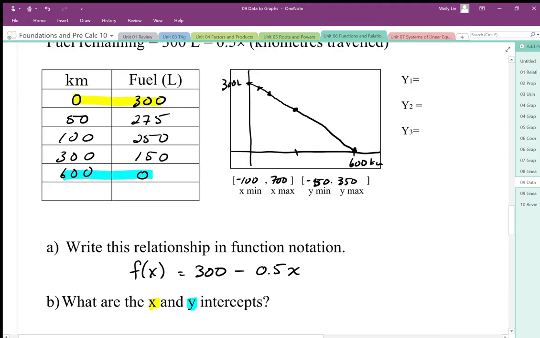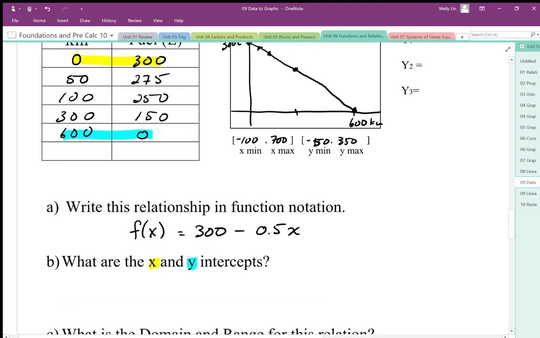Okay. So again, this is not a work of art here. We're just getting a general idea of what we're graphing. I also am indicating the domain and range here because I'm stopping the graph at 0 and 0. Okay. So my x-intercept is x equals 600 kilometers. The y-intercept is 300 liters.